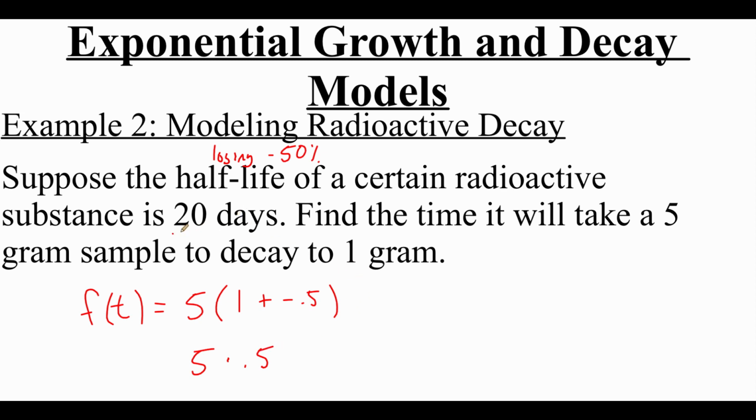We know that our half-life is 20 days, but if we wanted to look at a certain percentage or a certain fraction of those days, what we're really going to do is take t over 20. So my function is going to be f of t equals 5 times 0.5 raised to the t over 20 power. Now we're going to try to figure out how long this takes to decay to 1 gram, so I'm going to use my calculator to help me out.